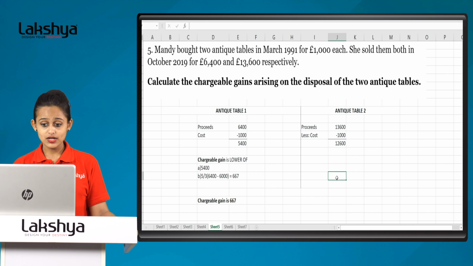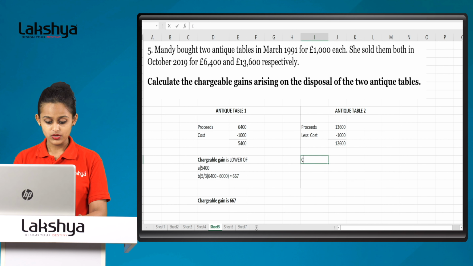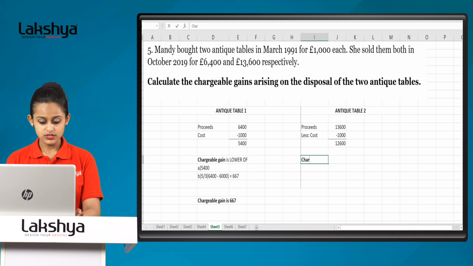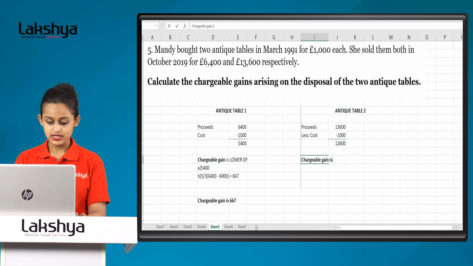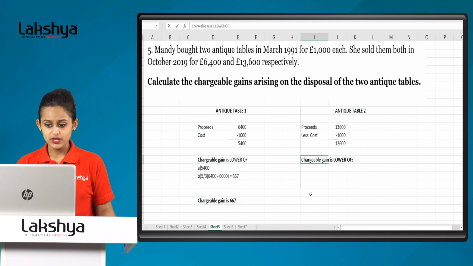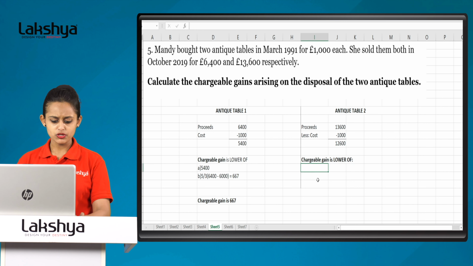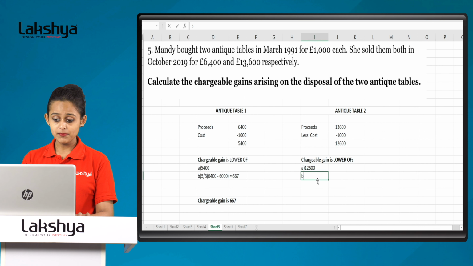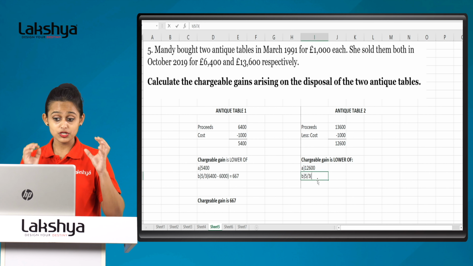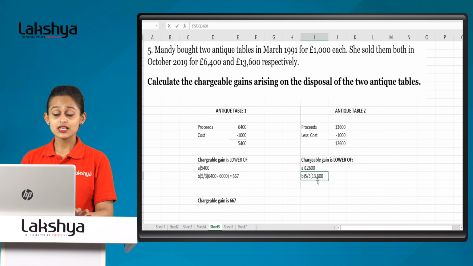If the gain is 12,600, we know chargeable gain is the lower of 2 amounts. So let's write that down. What are those 2 amounts? A, 12,600, and B, 5/3 multiplied by gross proceeds. What are the gross proceeds here? Gross proceeds is 13,600, gross proceeds minus 6,000.